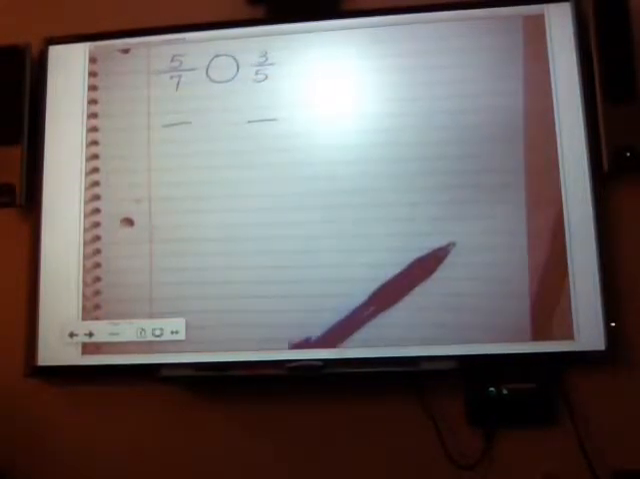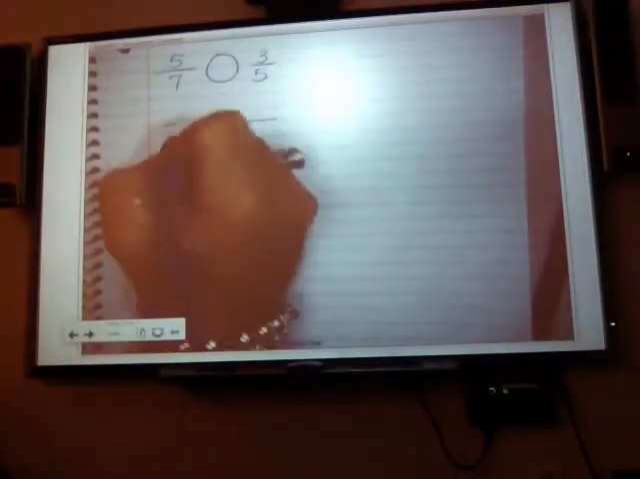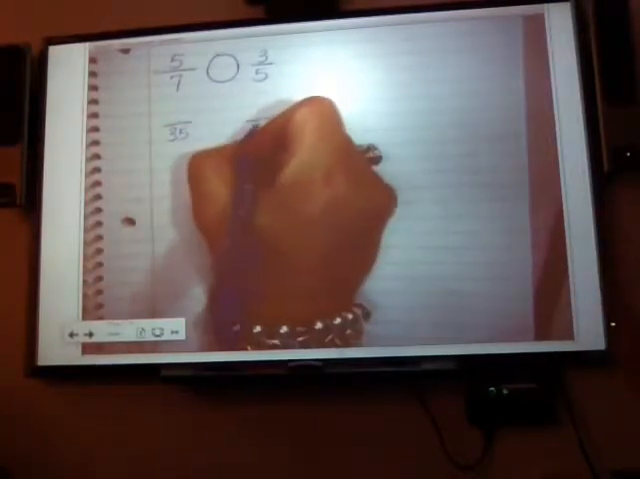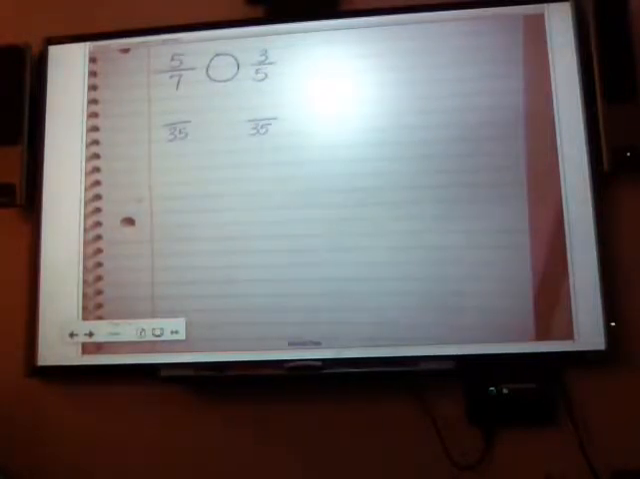Yes. How do you know a 5 can make a 35, Jaden? Because 5 times 7 equals 35. And not only that, what, Caden? Because it ends in a 5. It ends in a 5, therefore we know it's divisible by 5. So my new denominator is 35. Please figure out what my two new numerators will be.